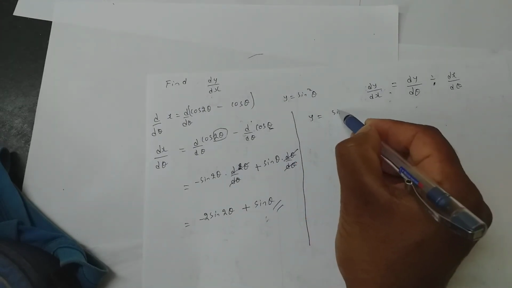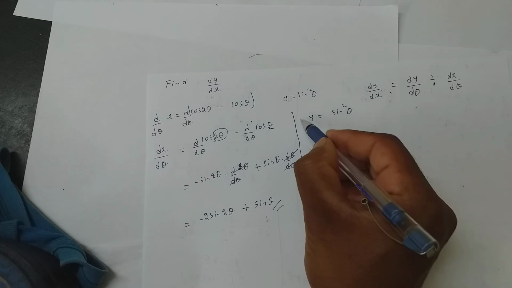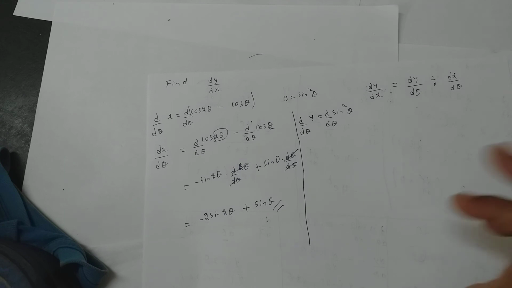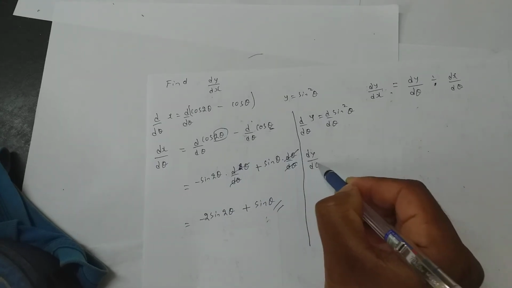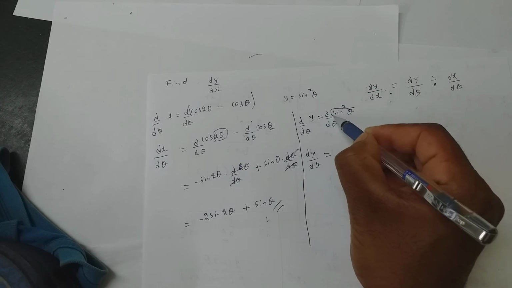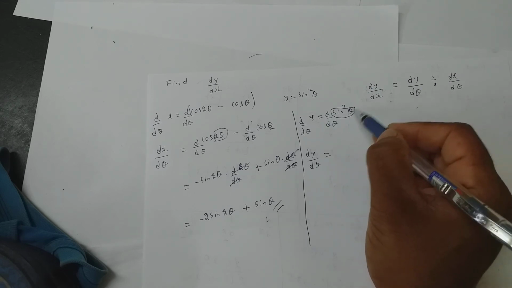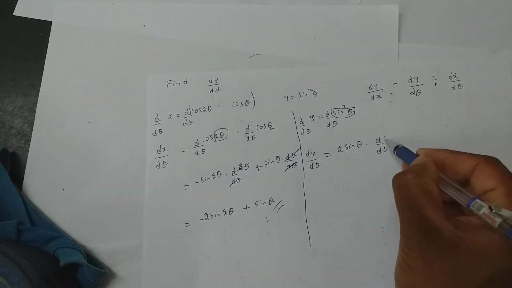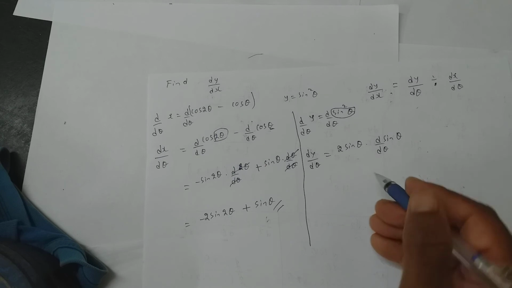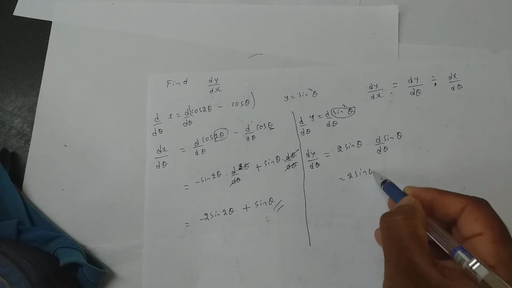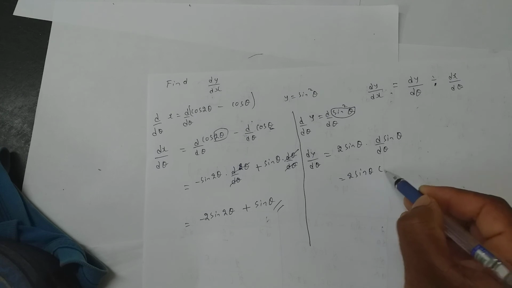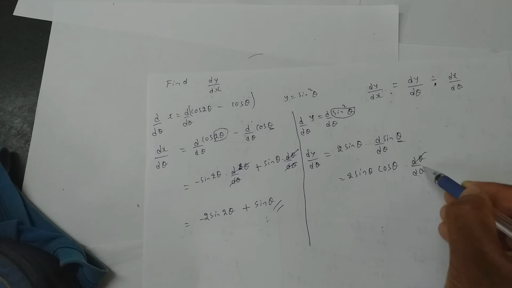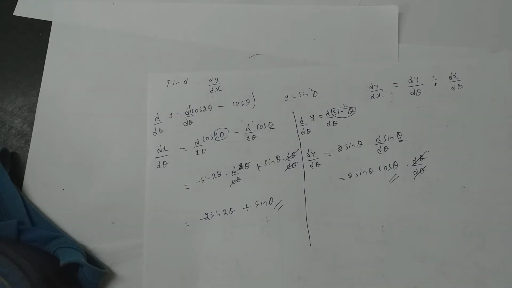y equal to sin square theta. On both sides, I need to differentiate with respect to theta. Fair enough? Now, dy by d theta equal to, this is of which form? x should be assumed. So x square is 2x. So I get 2 sin theta into d by d theta of sin theta. So it is 2 sin theta into, differentiation of sin x is cos x, so cos theta into d by d theta of theta. So this is the answer. Am I clear?